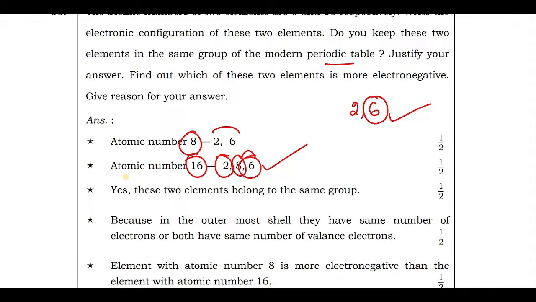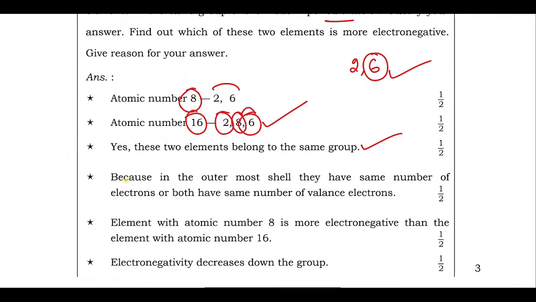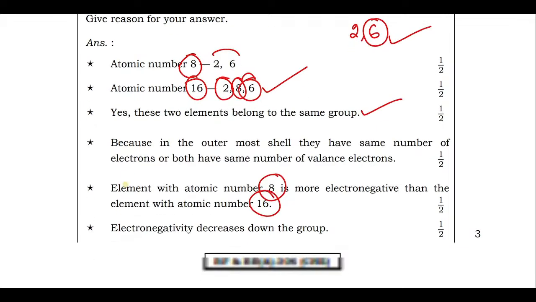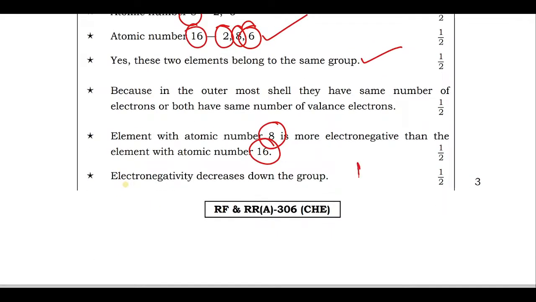Yes, these two belong to the same group because they contain the same number of valence electrons. The element with atomic number 8 is more electronegative than the element with atomic number 16 because electronegativity decreases down the group.